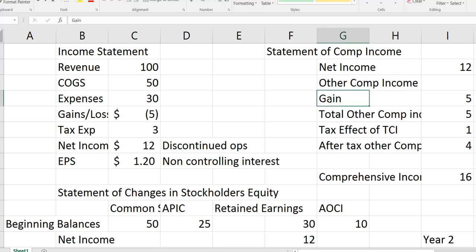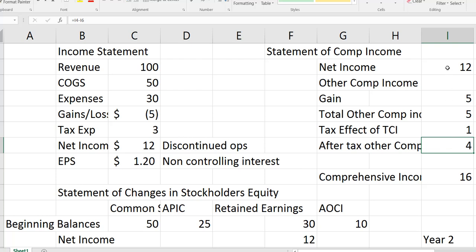So in this case, we had one gain, okay? So then we total that. And I know that seems redundant, but I want you to get used to the idea that there is a total if there's more than one item. Then you figure out what the tax is, because while this is a gain, it does not come on the income statement, so therefore there is no taxes calculated. So we're going to calculate the taxes here and then get the after-tax other comprehensive income.